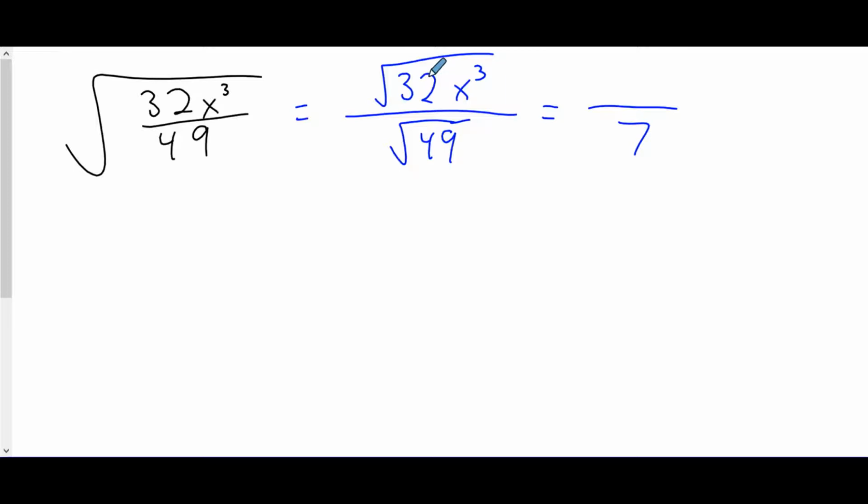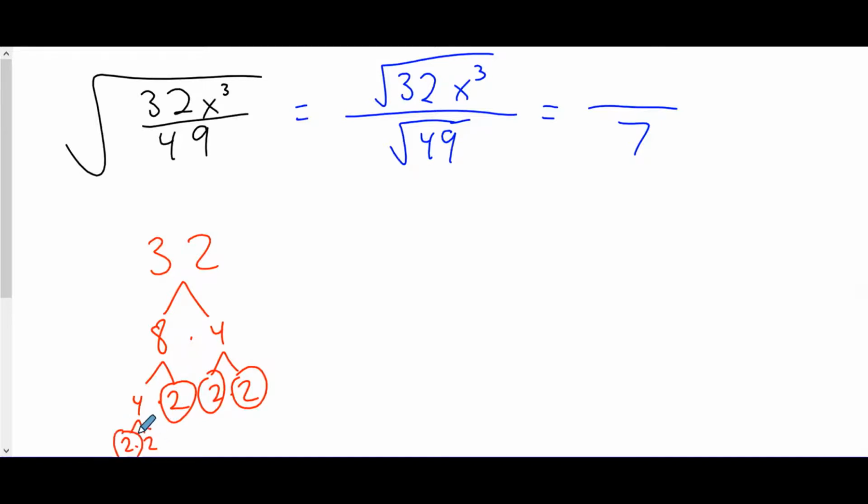32 is not a perfect square. So I need to break down 32 into its prime factorization to find any perfect squares in there. So 32, what can I think of that multiplies to 32? How about 8 times 4? 8 can be 4 times 2. 4 is 2 times 2. All the 2's are prime. And then 4 is yet another 2 times 2. So I'm going to rewrite this as 1, 2, 3, 4, 5 2's all being multiplied together.